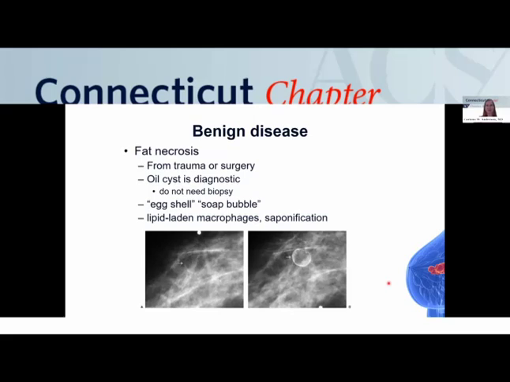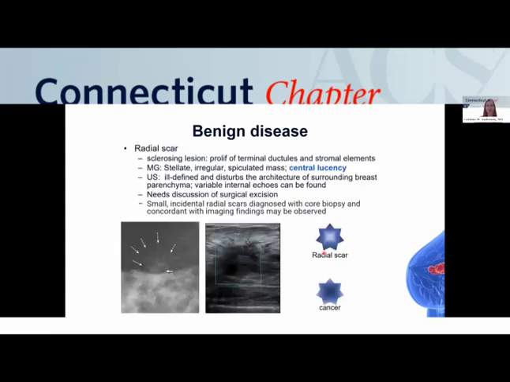Fat necrosis is a finding caused by devascularization of tissue, either from trauma or surgery. On imaging, it shows this classic oil cyst or an eggshell calcification. This is one of the few things you can see on breast imaging or have described to you in a question where you do not need a biopsy because it's completely pathognomonic. Again, that soap bubble egg shape. If you did have a biopsy, you would expect it to show something like lipid-laden macrophages, saponification, or some signs of chronic inflammatory changes. Nothing to do for treatment of fat necrosis.